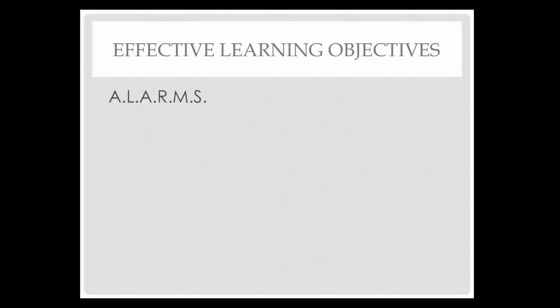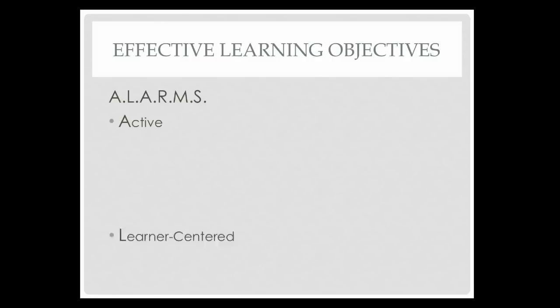Now that we've looked at the general types of learning objectives that an instructor might have for a course, we need to look at how to optimize our learning objectives so that they are truly useful for us as instructors and for our students. Useful learning objectives typically embody 6 traits, and a good mnemonic to help you remember the components of effective learning objectives is the acronym ALARMS.